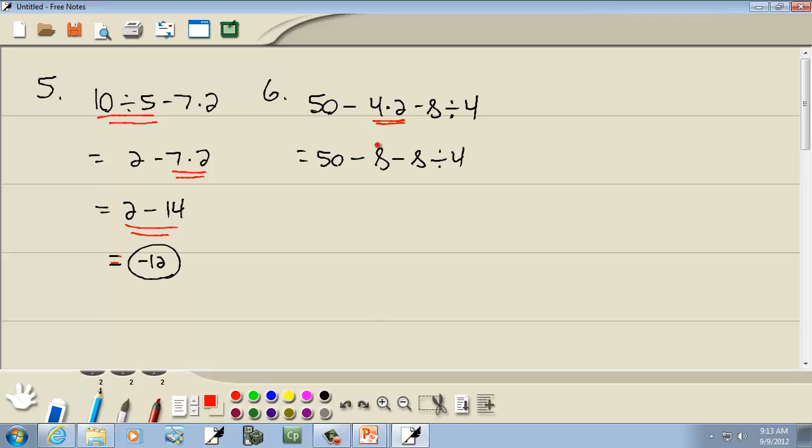Okay, I'm still on the multiplication and division part, so the only other one I have is this one right here. 8 divided by 4 gives us 2. Well, now on to Aunt Sally, addition and subtraction. Well, here's our first addition and subtraction. 50 minus 8 gives us 42. And still on the Aunt Sally part, addition, subtraction. Here's the other one. 42 minus 2 gives us 40. And that'd be your answer.